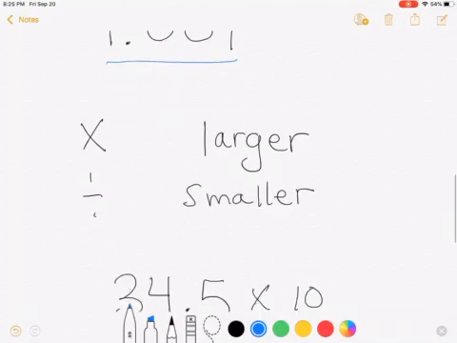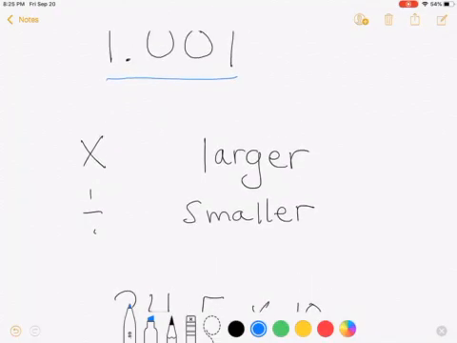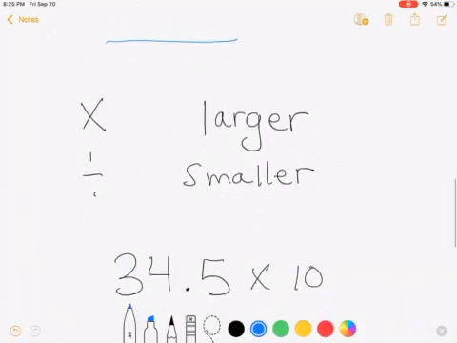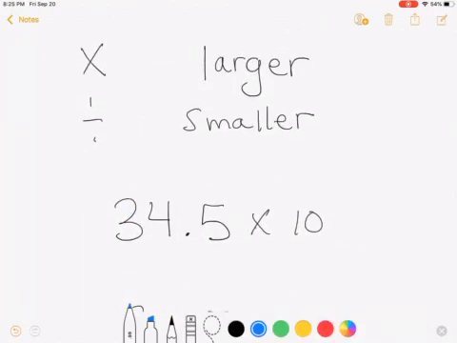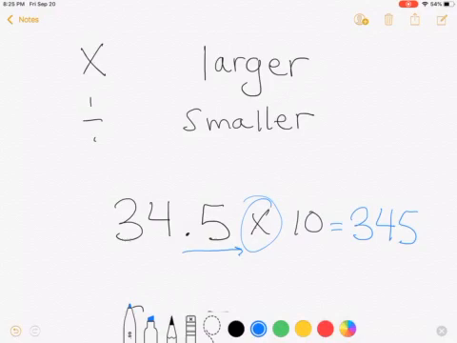And we already know that when we multiply, numbers get larger, and when we divide, they get smaller. So if we were to multiply 34 and 5/10, or 34.5, by 10, we know that it's going to get 10 times larger. So we can just move that decimal place one place to the right so that our number gets larger, and our product is 345. When we multiply, our answers are called products, and these are called factors.